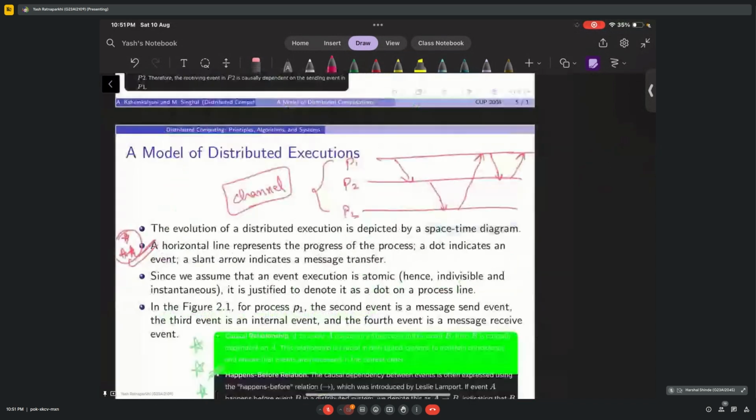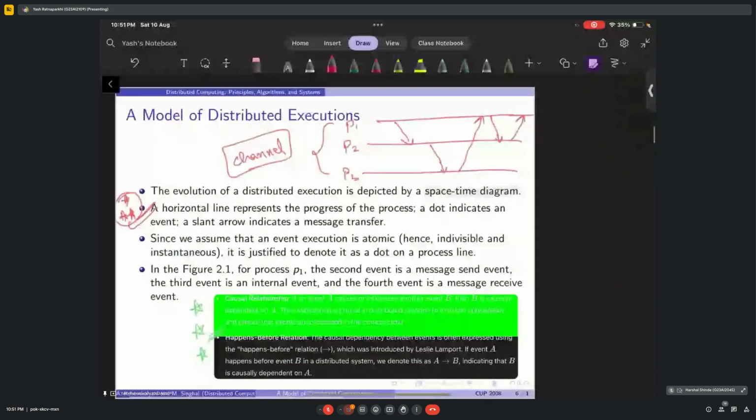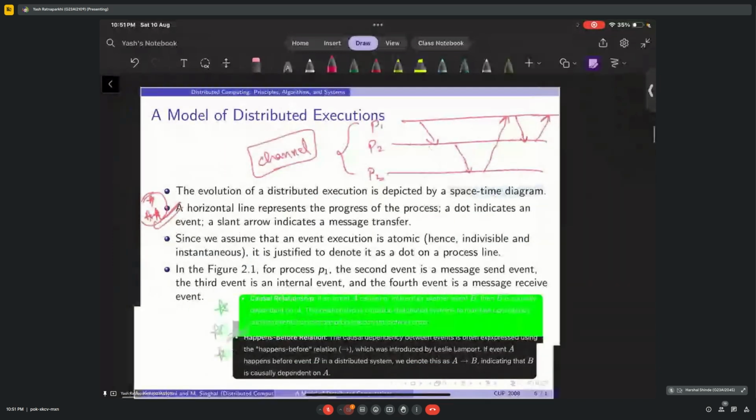This is what the arrow is saying. Understood? This is the causal dependency, right? Yes, this is only the causal dependency. This is what causal dependency means. I have got it. I'll give you more insights on it in the next slide. Okay.